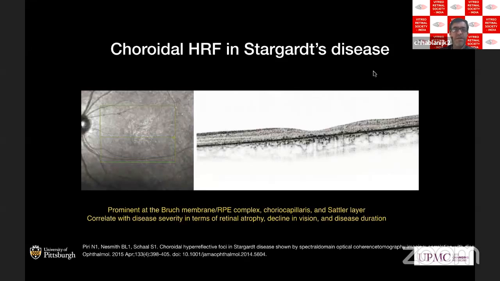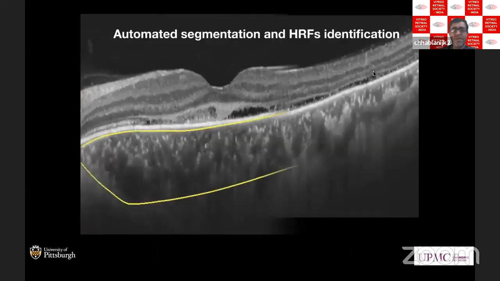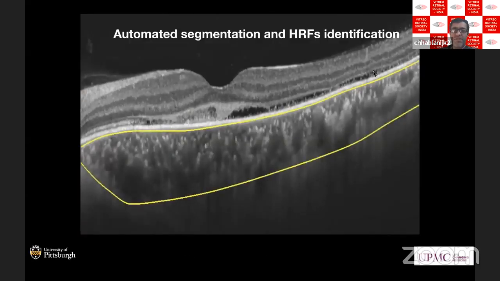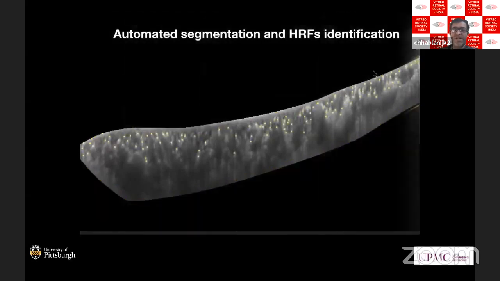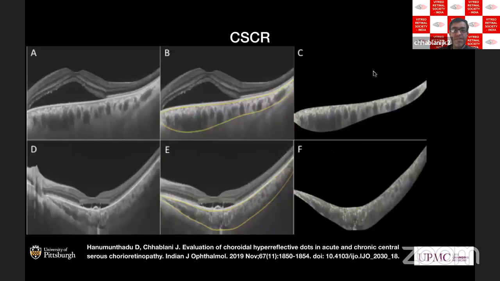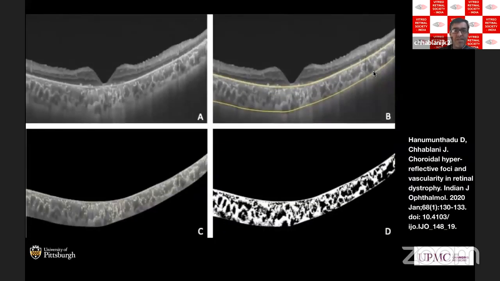And this is the paper on choroidal hyperreflective dots in Stargardt's. And we were interested in actually going ahead and quantifying these hyperreflective dots. And we came up with an algorithm where you can actually measure these hyperreflective dots. And I wanted to use it for following up the CSR and AMD patients. And this is one of our papers which got accepted recently, which clearly shows how the choroidal hyperreflective dots change in patients with acute and chronic CSC, and we are exploring this in various diseases.